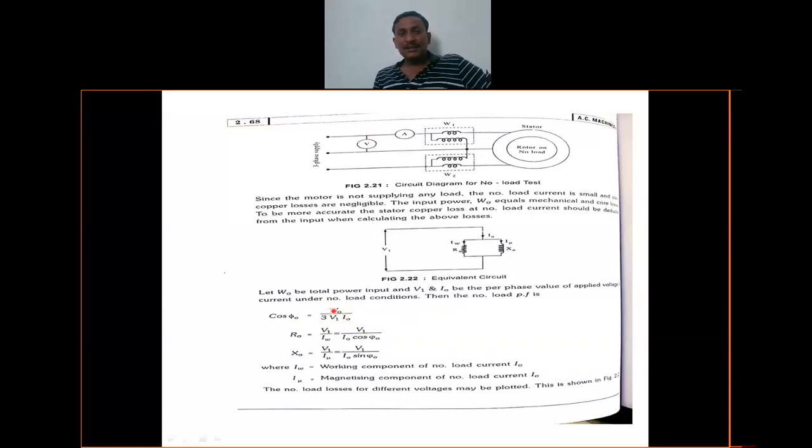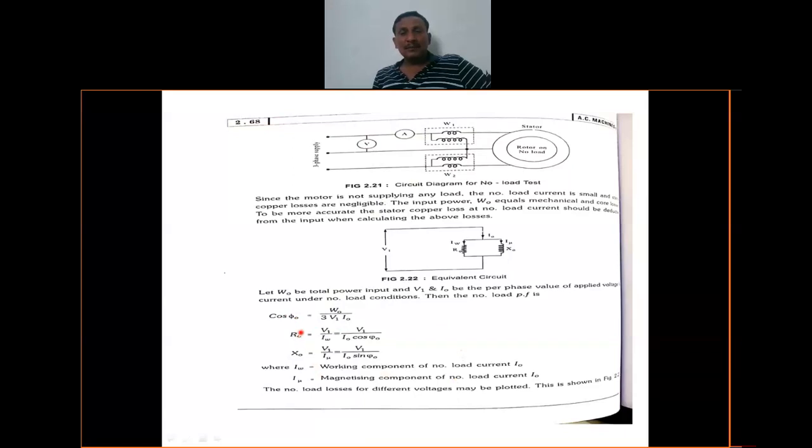W naught is equal to W1 plus W2, and cos phi naught is the no load power factor. The W naught value is the sum of the two wattmeter readings. V1 is this voltmeter reading, and I naught is this ammeter reading. So you can get the cos phi naught value.